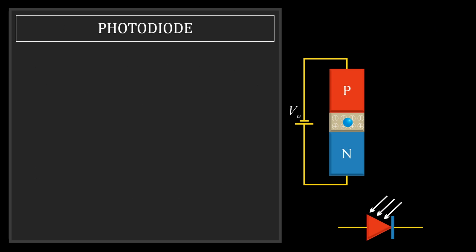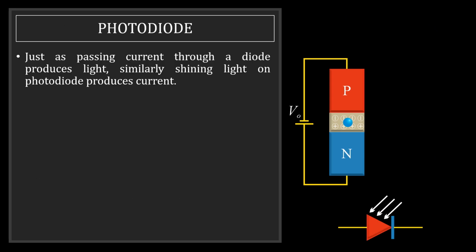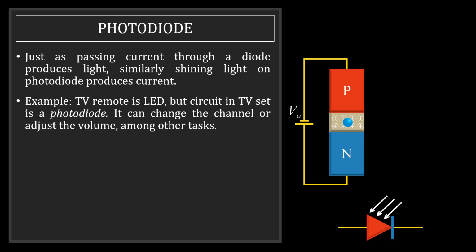Photodiode. Now, just as passing current through a diode produces light, similarly, passing light through a diode produces current. This is the basis for photodiode. Example, the TV remote is an LED, but the circuit in the TV is a photodiode. Because you pressed a button on the TV remote, and it emits an infrared radiation which is accepted as a coded sequence of pulses by the TV itself. And that TV has a photodiode. And this photodiode deciphers the coded sequence, which can help in changing channel or adjusting the volume and other tasks.